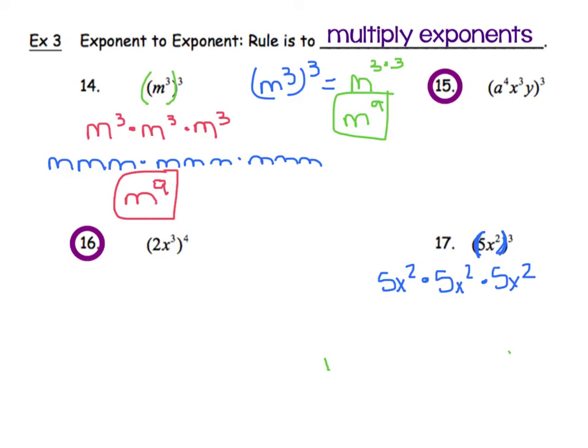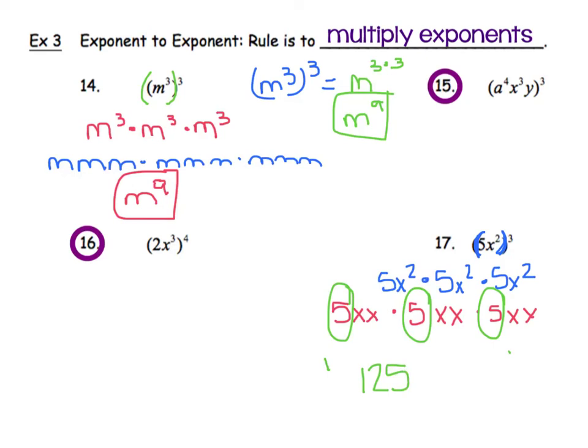Let me expand, okay? So I have 5x squared is x times 5, x times x, times 5, x times x. So let me circle my coefficients, and I need to multiply them. So 5 times 5 is 25. 25 times 5 is 125. How many x's do we have altogether? 1, 2, 3, 4, 5, 6. X to the 6th power.